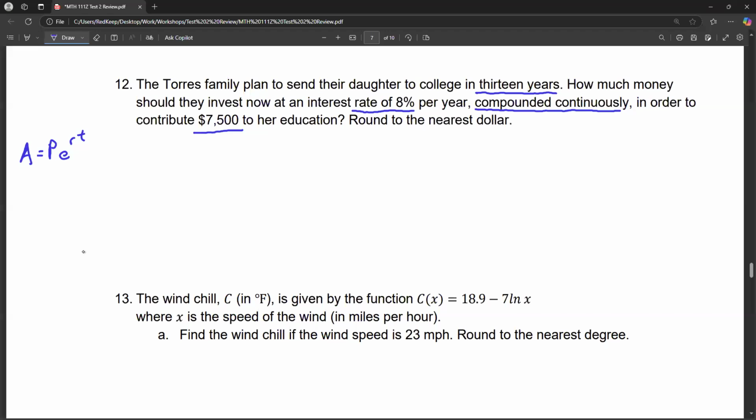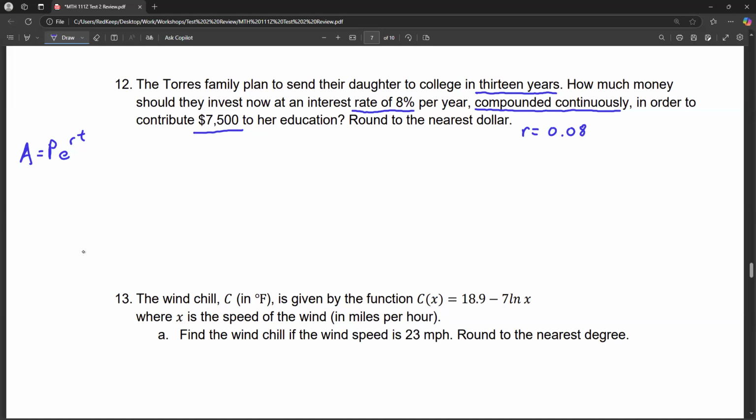Our A value here, right, should be the account value at a certain time t. And so that's what that A is, right? Our r value is going to be the interest rate in a decimal, right? So you might see, let's go ahead and write down r is equal to the 8% divided by 100, or we just move the decimal over to the left 2 positions.